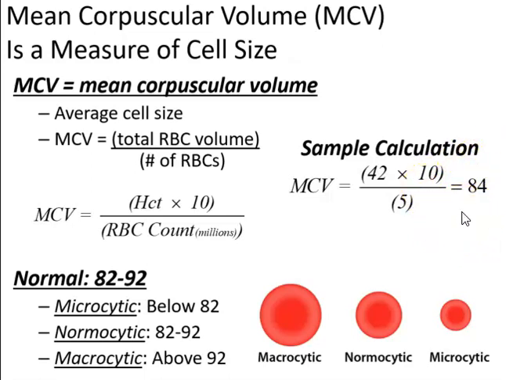Now, normal mean corpuscular volume is between 82 to 92. So, if an MCV is below 82, we would consider that cell small. So it would be considered microcytic. Normocytic, so within the normal range, and then macrocytic above 92, so being a very large cell. And we have different anemias that would cause a macrocytic anemia.